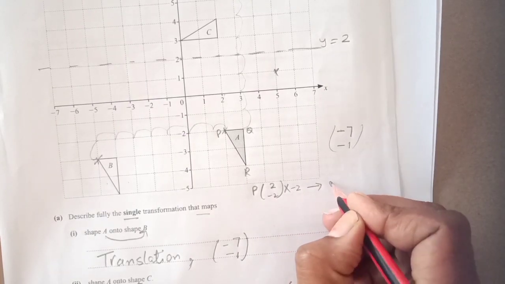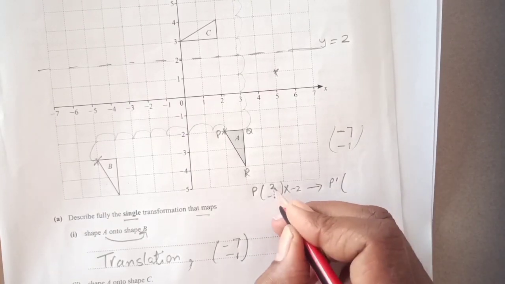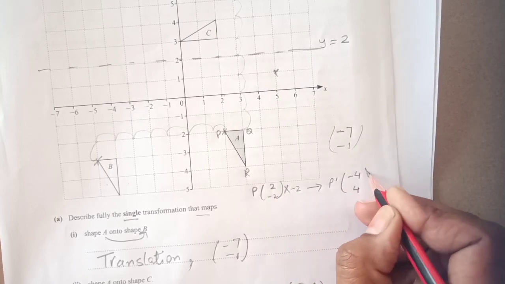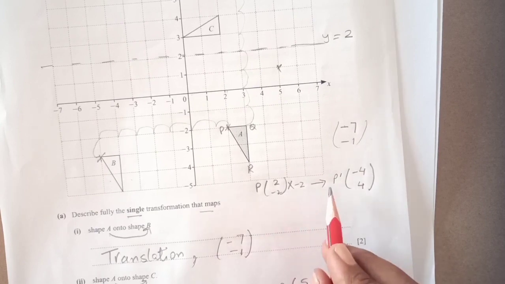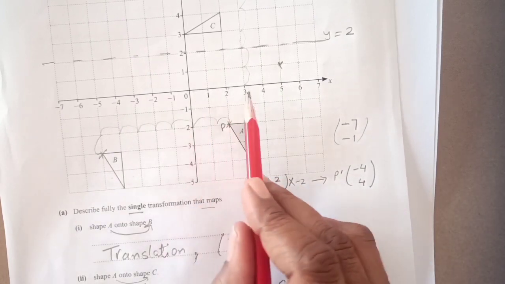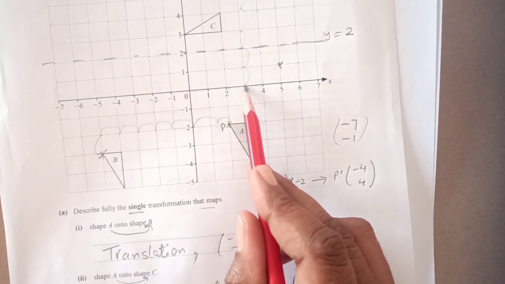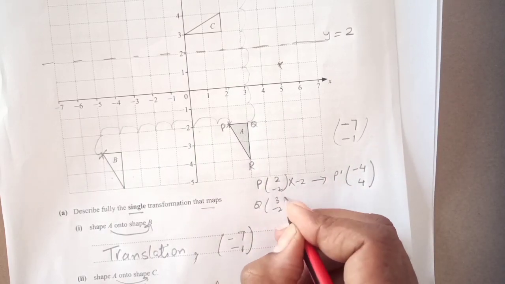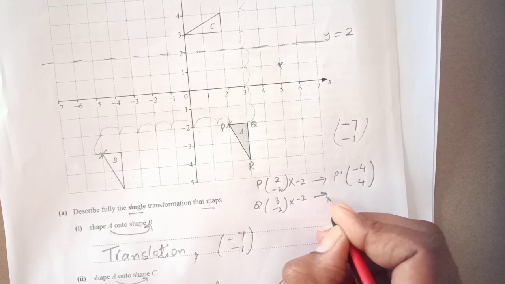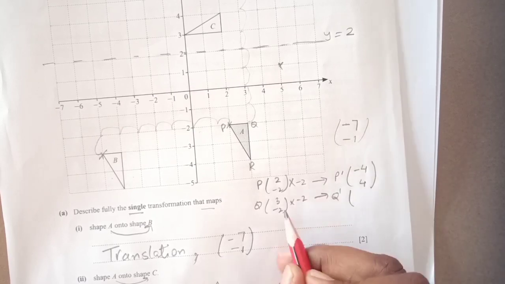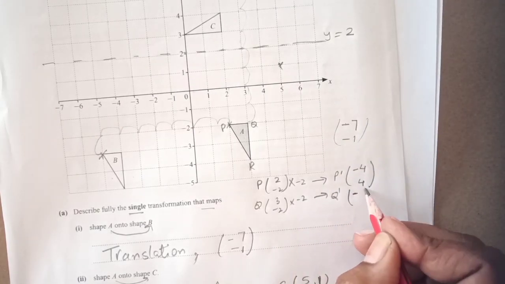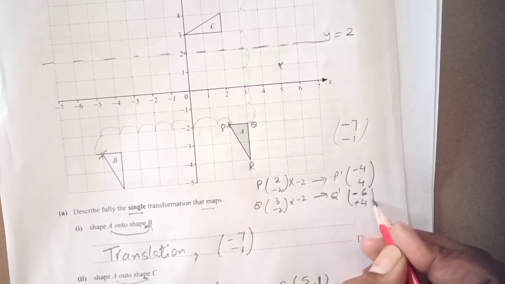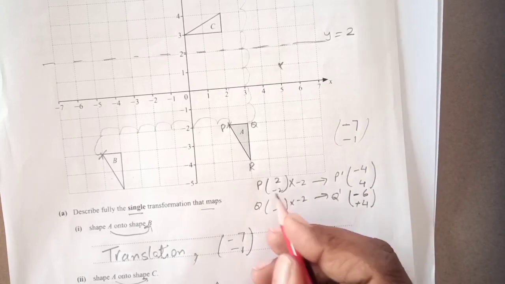So our new coordinate of P dash will become 2 times 2, this is negative 4, and this is going to be positive 4. That is for the P. So for Q, you see the coordinates of Q are 3 and negative 2. Q is 3 and minus 2. So again multiply by minus 2. So Q dash will become 3 times 2, negative 6. 2 times 2, negative 2, it's going to be positive 4. So negative 6 and positive 4.